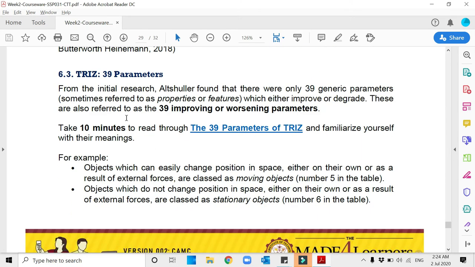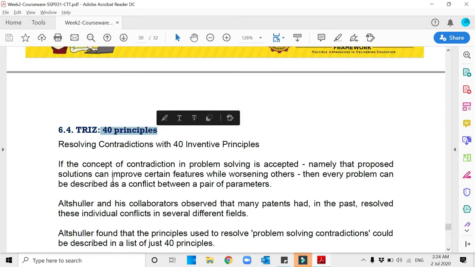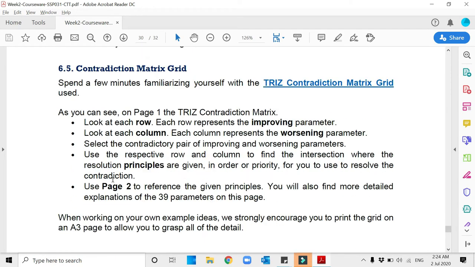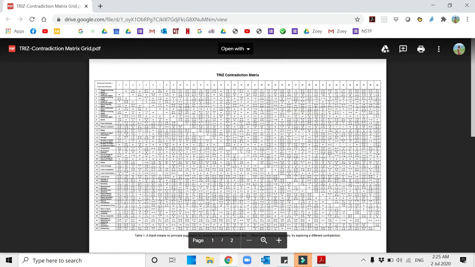Now TRIZ has 39 parameters. These 39 parameters can either be improving or worsening parameters. And the 40 principles will guide us on what type of principle we can use to create the solution. First, we go to the TRIZ contradiction matrix grid. This grid is a guide for finding the right principles where we can create solutions. In this case, for instance, the problem is food packaging.